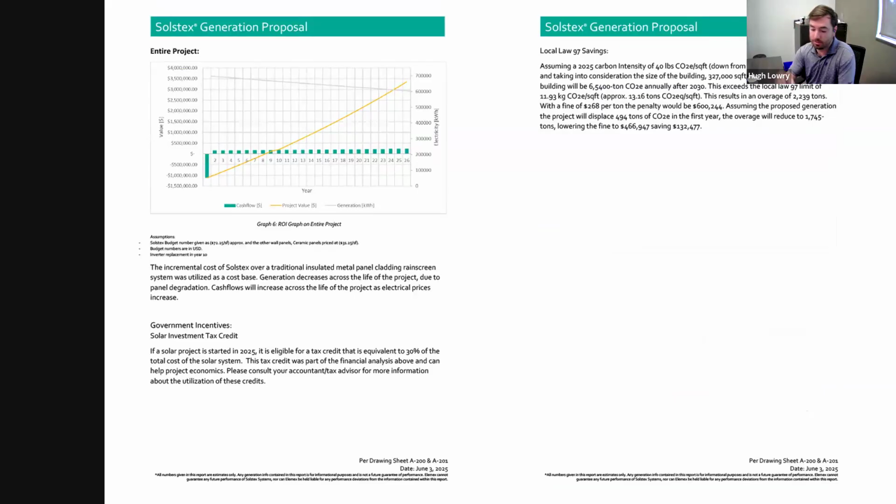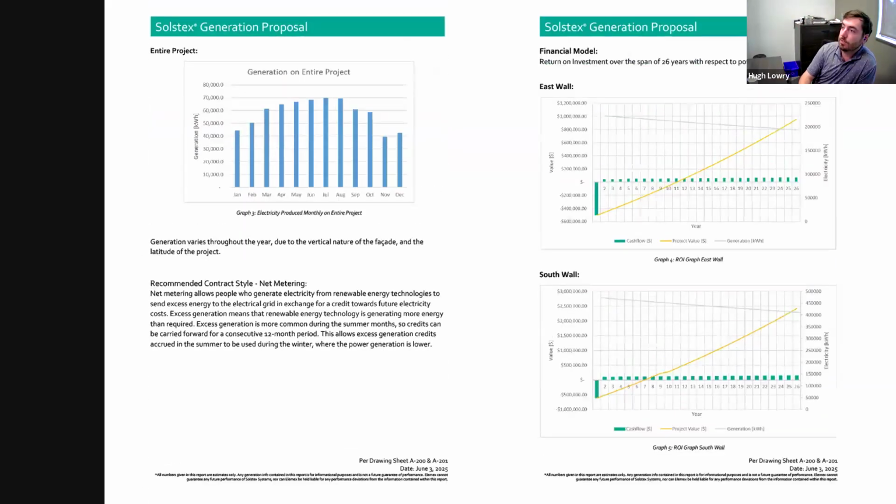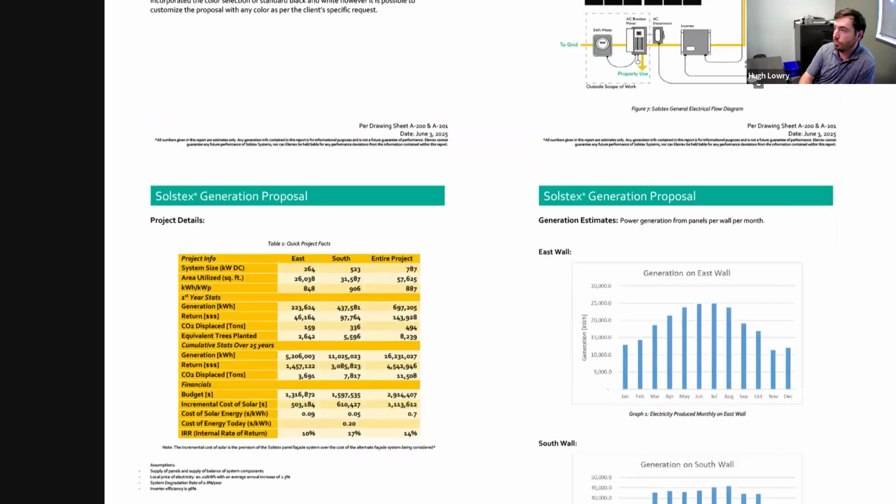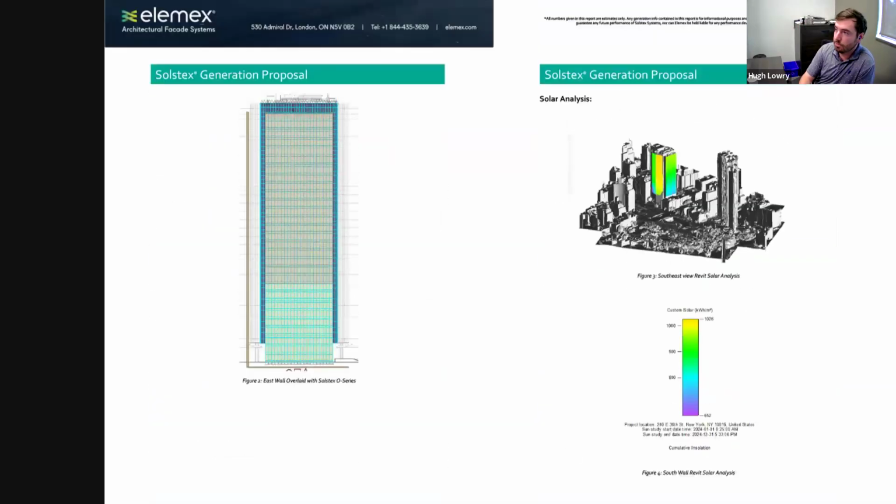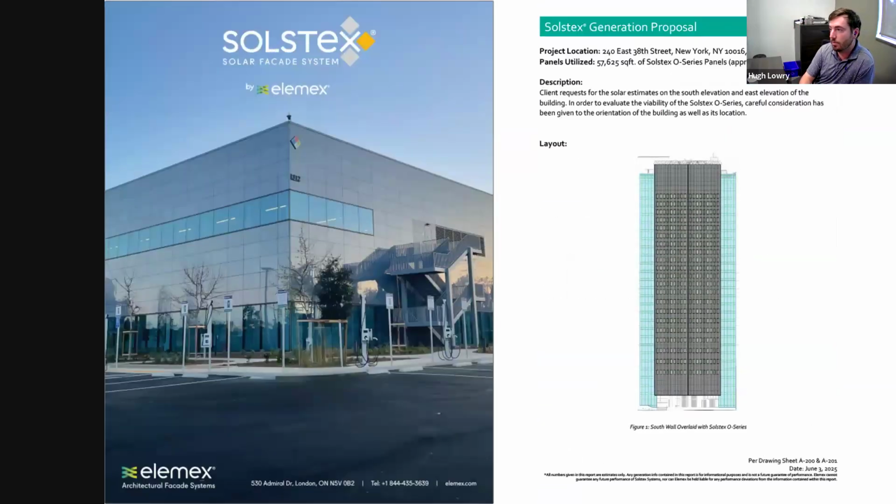So we'll do all this work free of charge with just a drawing set or a Revit model to give architects, designers, and owners a great picture of what they could do with their building and what it could look like for them, so they can evaluate if this type of technology is meant for them or not.